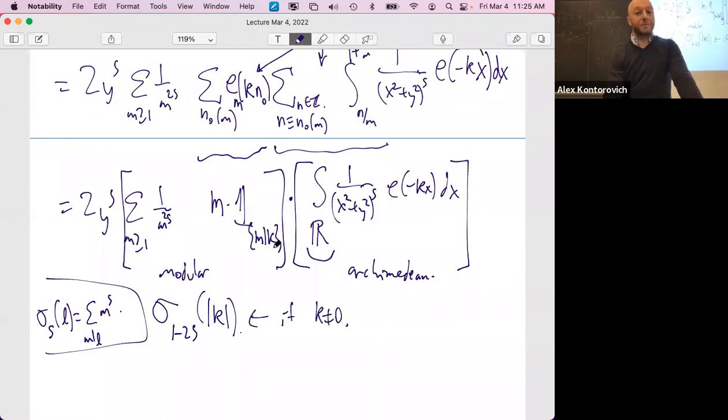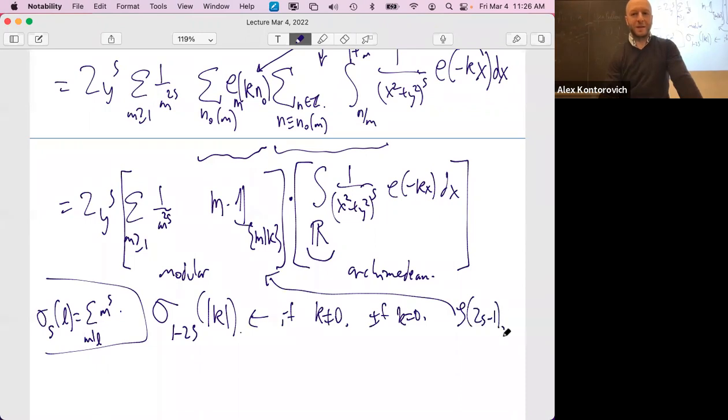And then you get a zeta contribution if k is 0. Then this is always m. In other words, there's no restriction. The fact that m divides 0 is not a restriction on m at all. And this term just becomes zeta of, what is it, 2s minus 1.